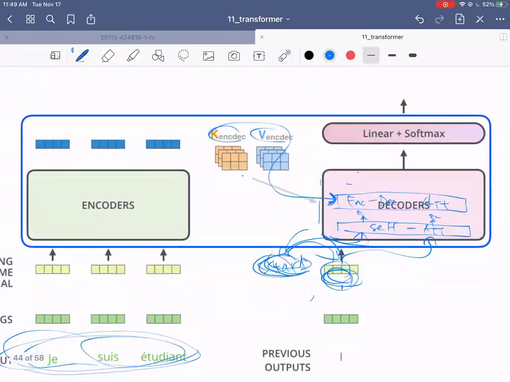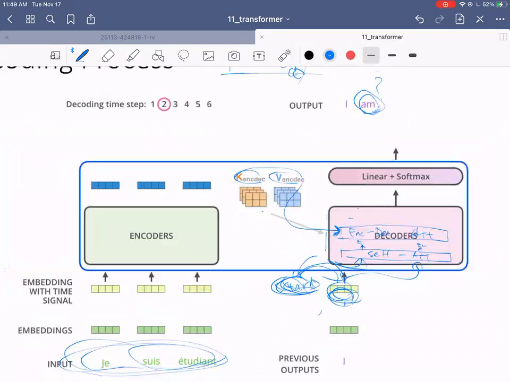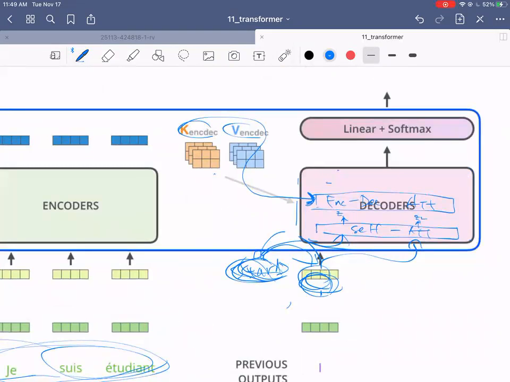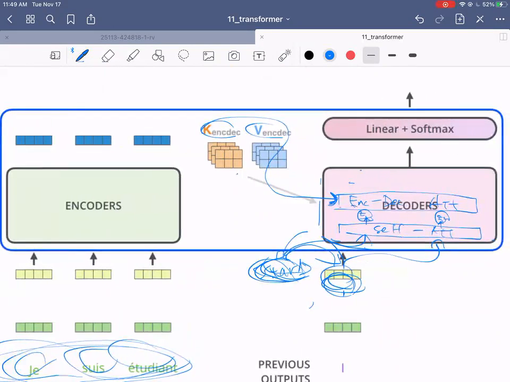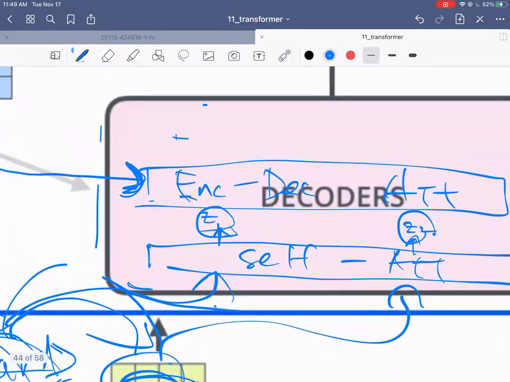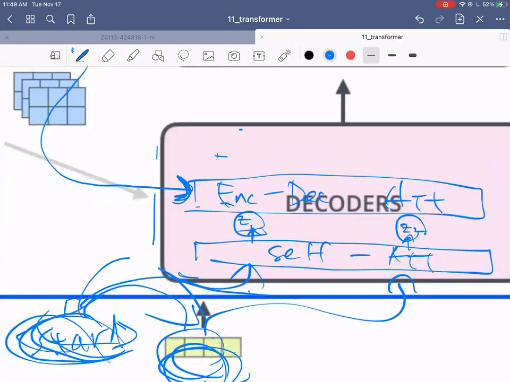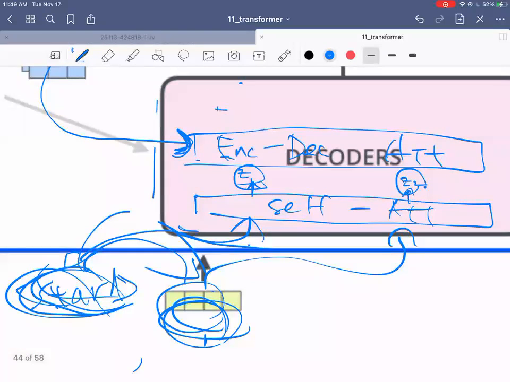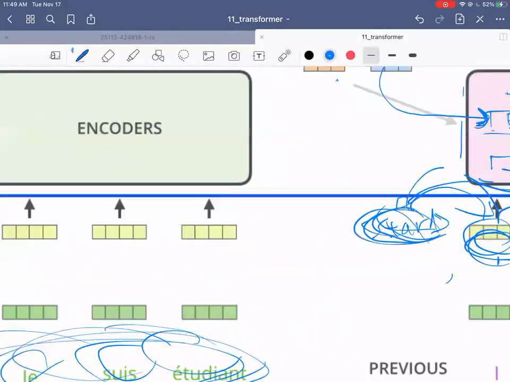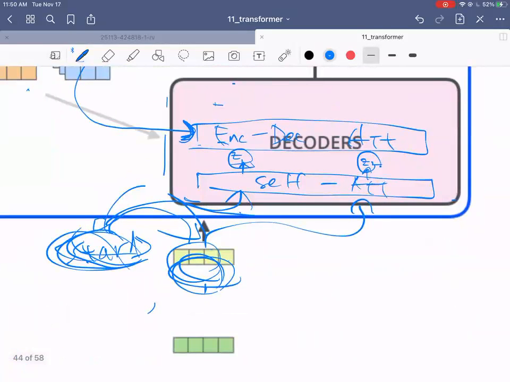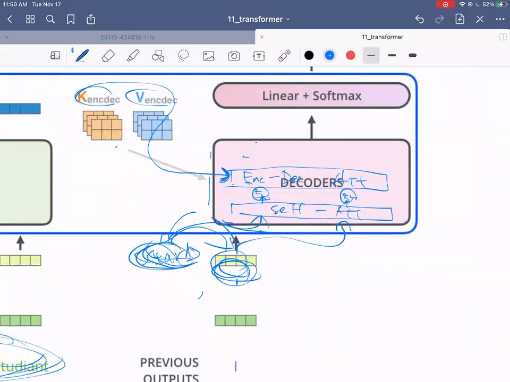When generating an English word, it was seeing the compatibility with all the French words, and it's the same here. When you're generating "am" now, you need to see how compatible start and "I" are with each of "Je suis étudiant". That's what's happening in the encoder decoder attention. So obviously, queries should come from the English part, but the keys and values should come from the French part, because the English word is trying to see its compatibility with the French words. So the English words become the queries, and the French words become the keys and values.